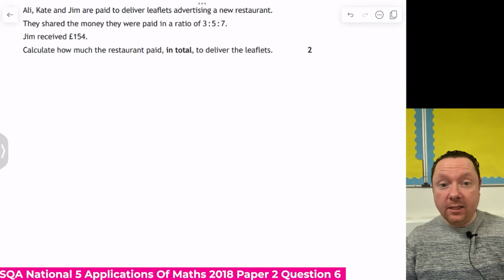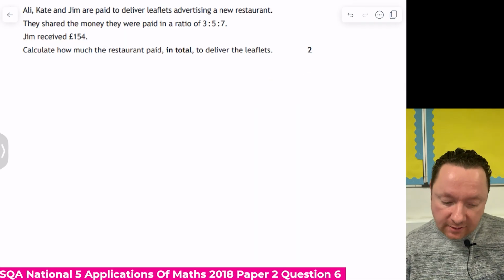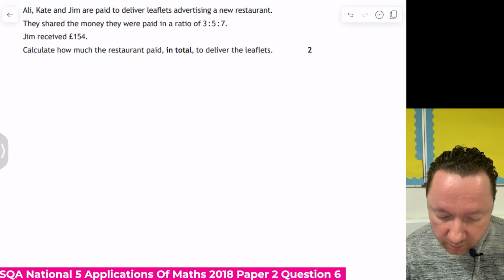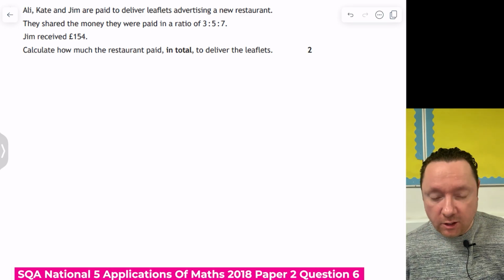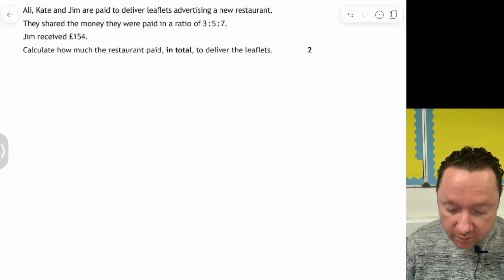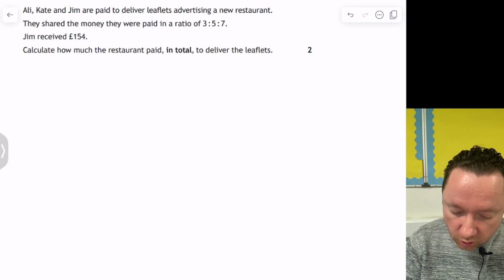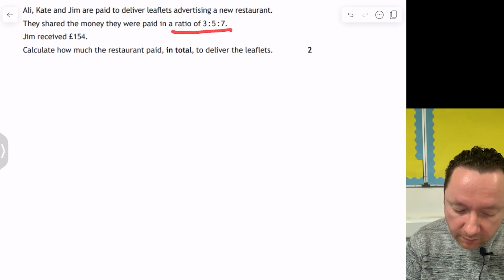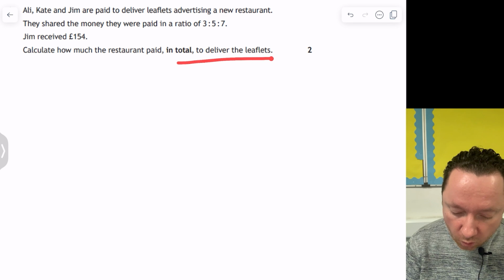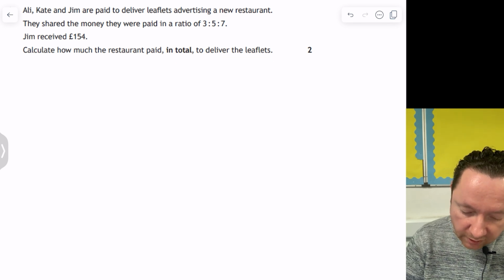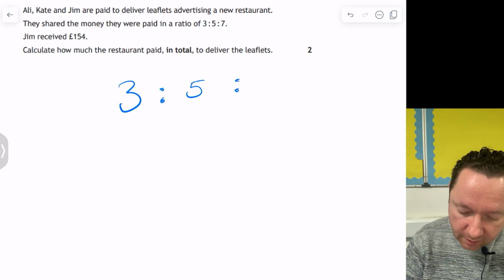SQA National 5 Application Maths 18, Paper 2, Question 6. Ali, Kate and Jim are paid to deliver leaflets advertising a restaurant. They shared the money they were paid in the ratio, so it's a ratio question, 357. Jim received 154. How much did the restaurant pay in total? So let's just write this out. The ratio is 3, 5 and 7. The order is Ali, Kate and Jim.